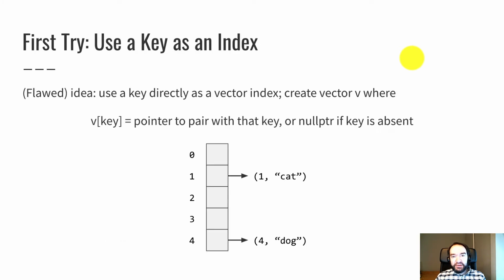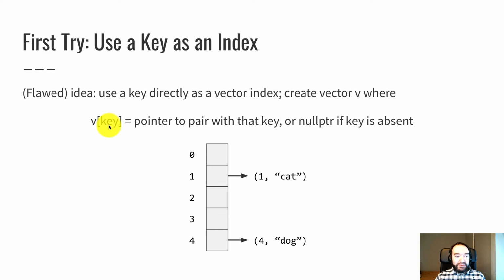So let's get the first idea down. This won't end up working out, and we'll have to amend this, which will add some complexity, but let's just get the basic idea of a hash table down first. So our first idea is we'll just use a key directly as a vector index. So we'll create a big vector called v for vector, where we have this invariant that defines what an element of vector v is. So v, and we use a key as an index.